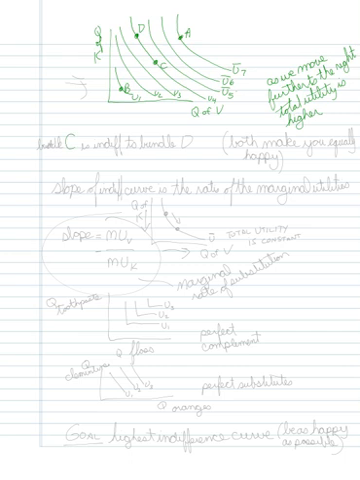The relationship between C and D is that bundle C is indifferent to bundle D, meaning both make you equally happy.